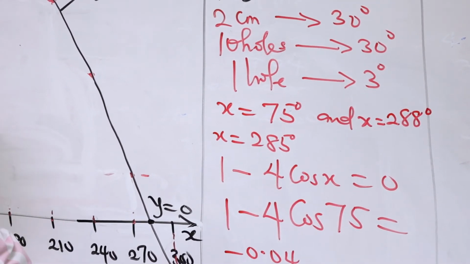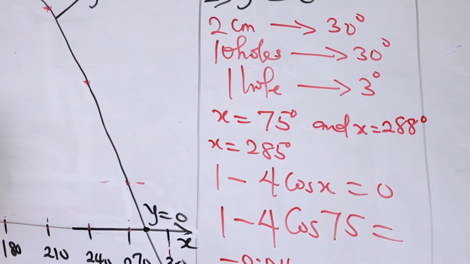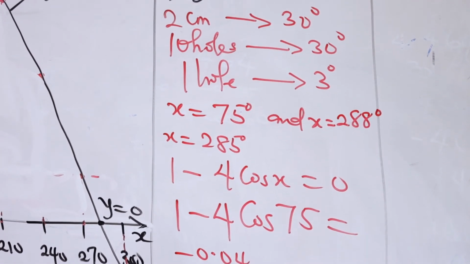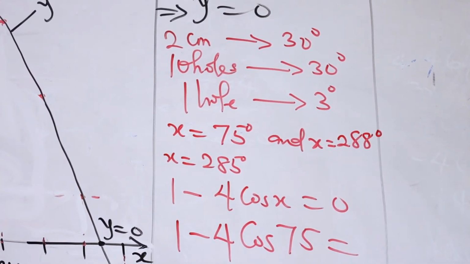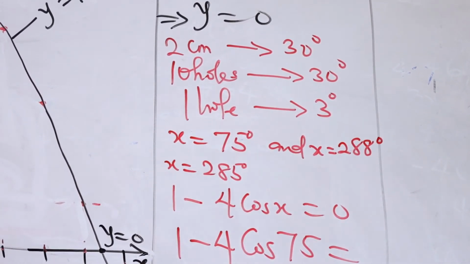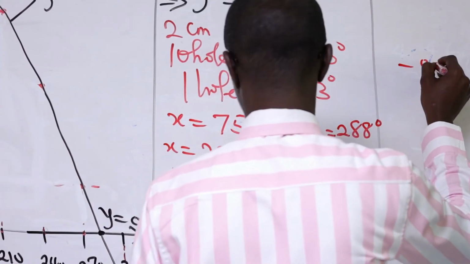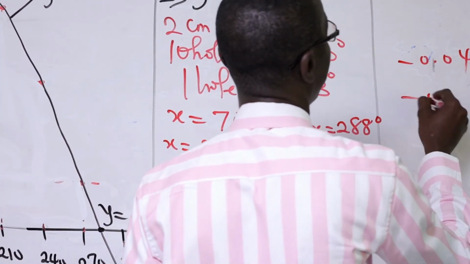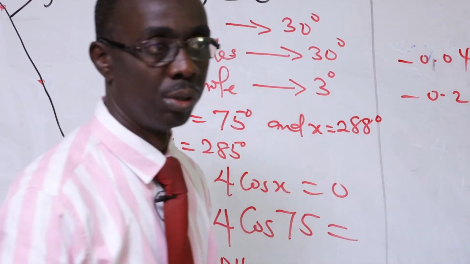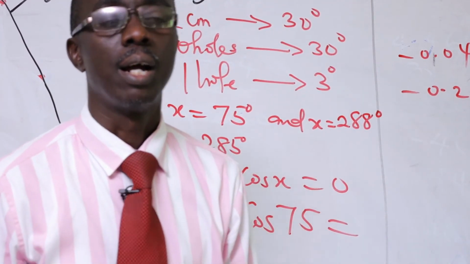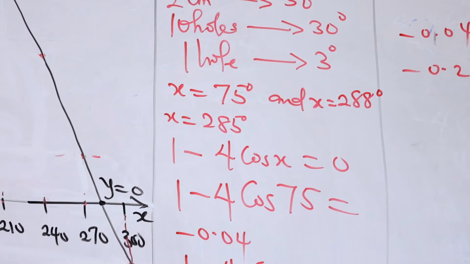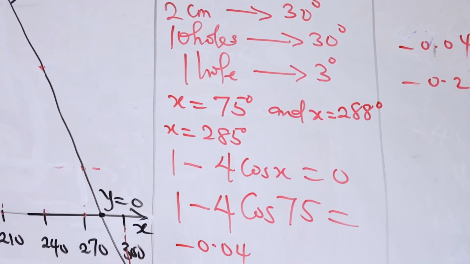Which one is closer to 0? 285. So a better answer in the exam should be 285. Which one is closer to 0? Minus 0.04 and minus 0.2. Which one is closer to 0? Thank you, minus 0.04.